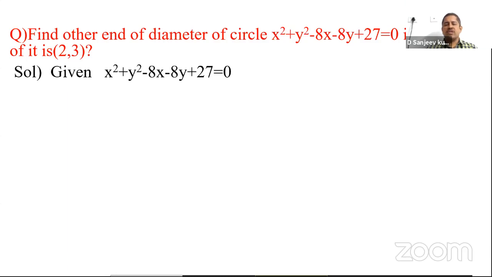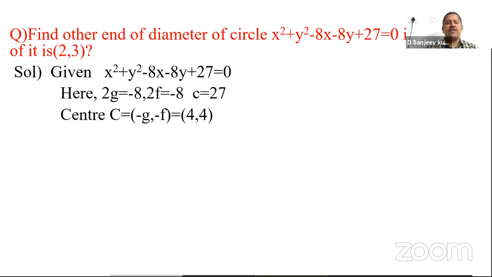So what is given? The equation of the circle x square plus y square minus 8x minus 8y plus 27 is equal to 0. Now, when you compare with the standard equation, x square plus y square plus 2gx, 2g is minus 8, and the next term is 2fy, 2f is minus 8, and c is 27. So you can write g as minus 4 and f as minus 4. The center, we already know, is (−g, −f). So the center is going to be (4, 4).